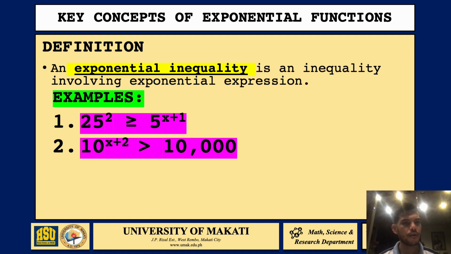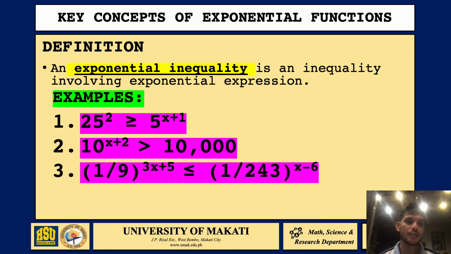Another example of an exponential inequality is 1 over 9 raised to 3x plus 5 is less than or equal to 1 over 243 raised to x minus 6. This is an example of an exponential inequality because there is an inequality symbol, which is less than or equal to, and both the left and right sides of the inequality are exponential expressions whose exponents contain variables.